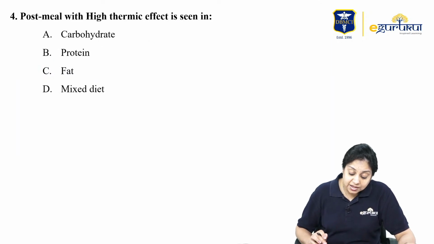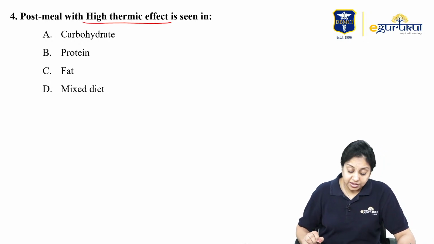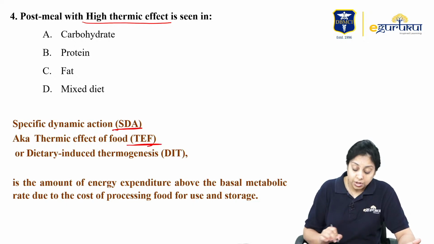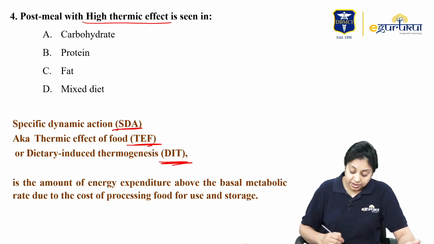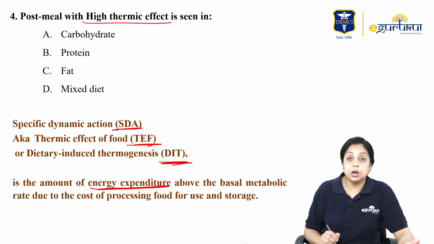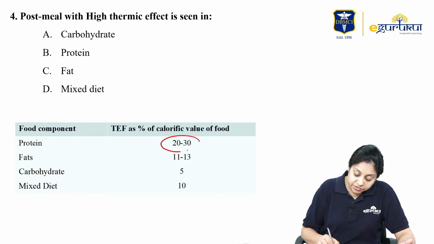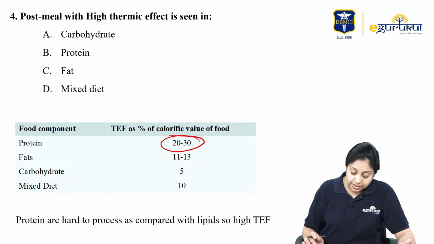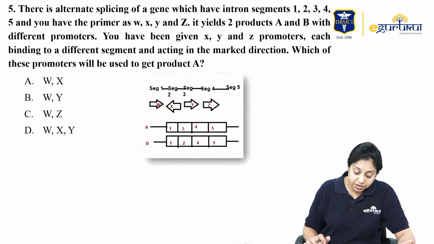Post meal with high thermic effect is seen in, right? High thermic effect is the same as specific dynamic action, which we have just seen before. Specific dynamic action, also known as thermic effect of food or dietary induced thermogenesis, is the amount of energy expenditure above the basal metabolic rate. And who has this? Protein is the one having a high thermic effect of food, right? So choice B is the correct answer. That is protein, okay? Same as the assimilation question that we have done before.